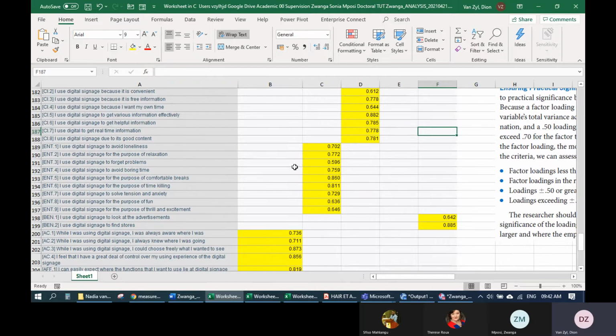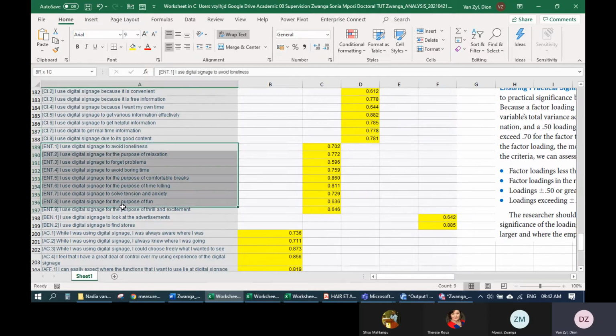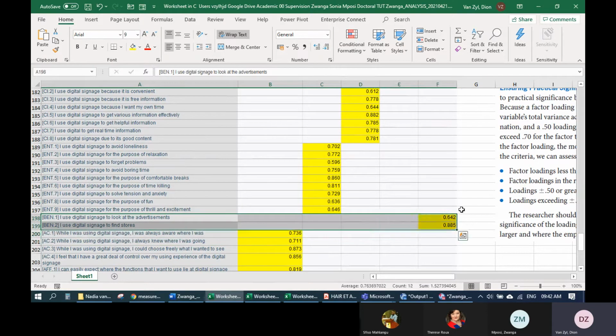And then I look at the next one, E and T. All of them belong to the same construct. Benefit, there are 2.